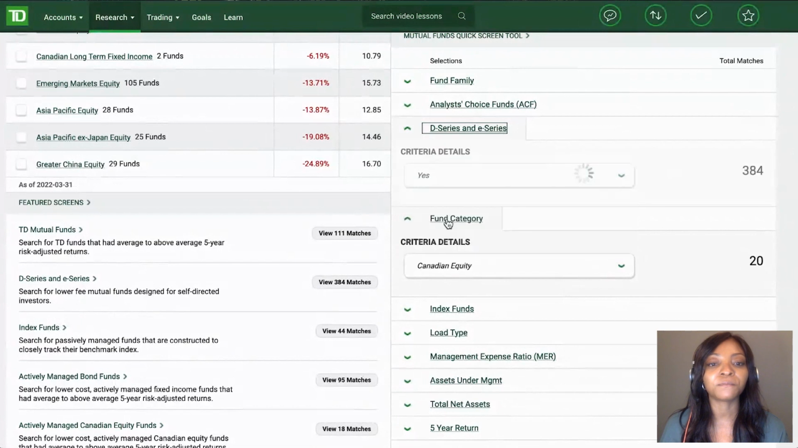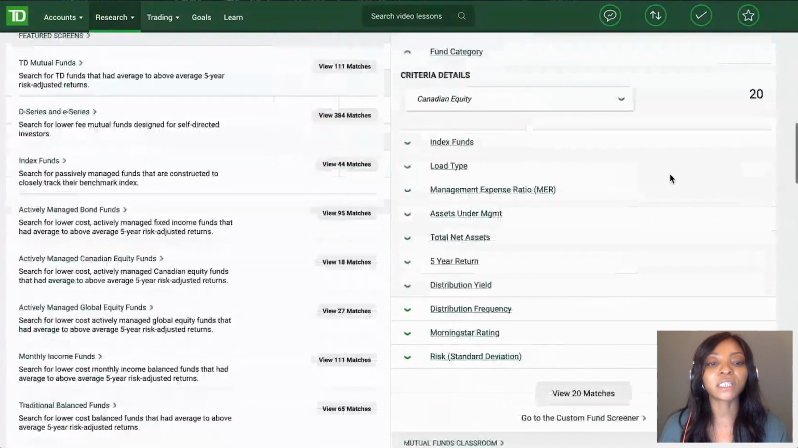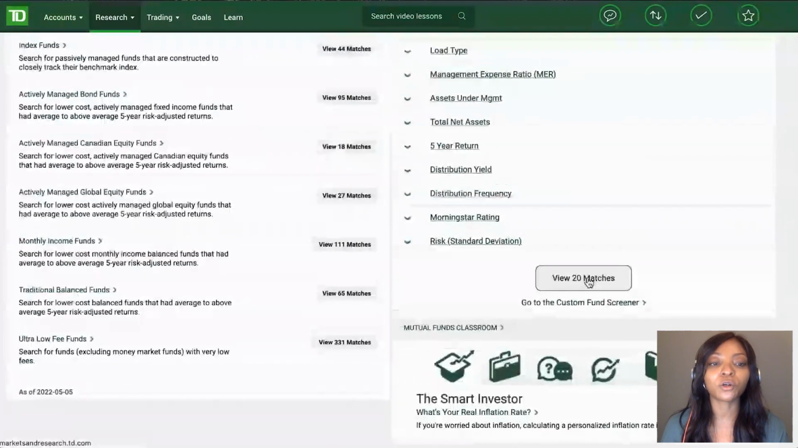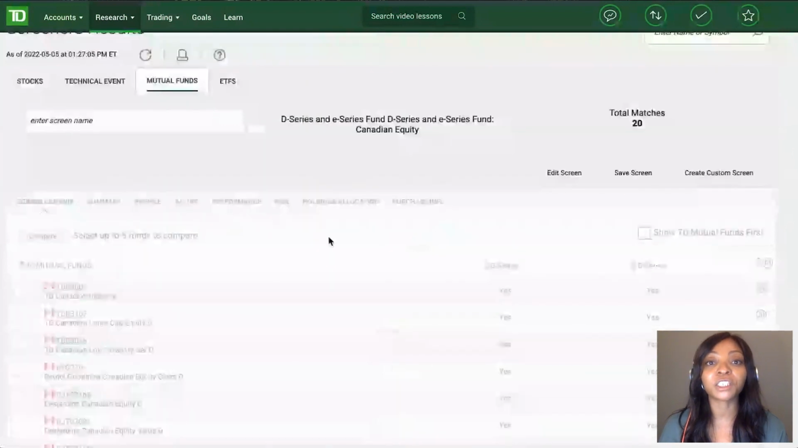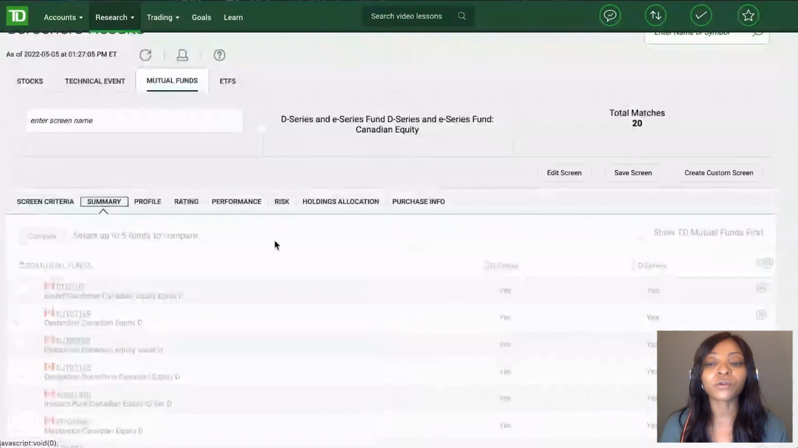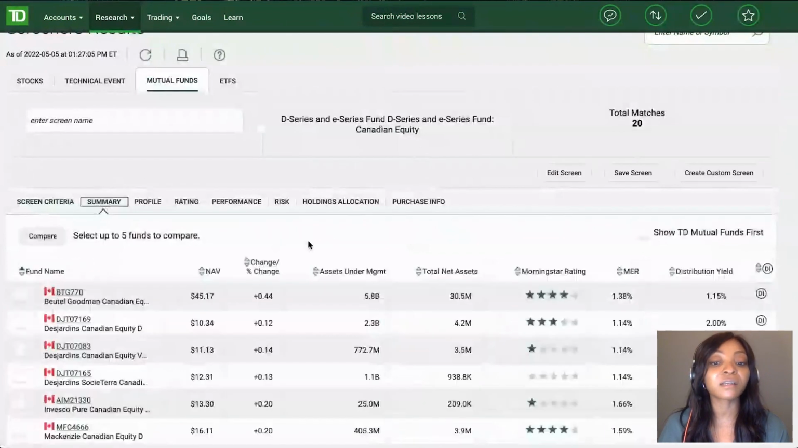I'm going to click on that. I will scroll down. There's 20 matches and we're going to take a look at those. So once I pull up these 20 mutual funds, I'm going to uncheck this. I can decide I want to see a little more information about each of these funds. So I'm going to go on to summary. Now I'll see a breakdown of all 20 funds and I can see some additional things.